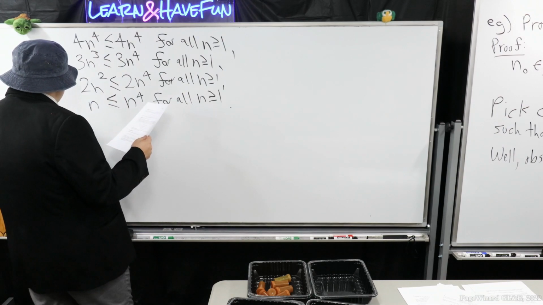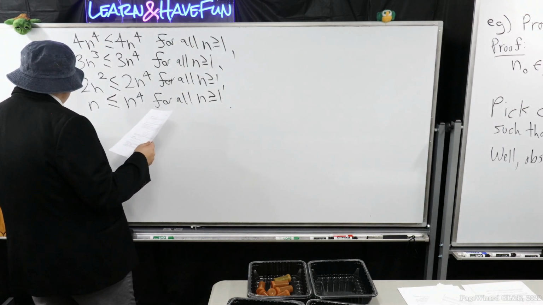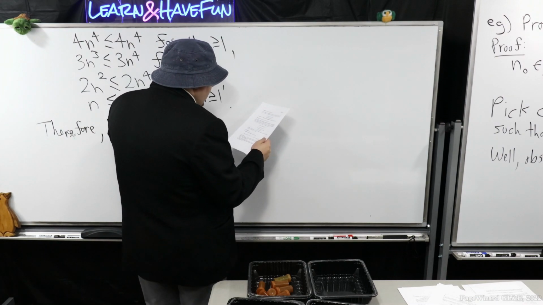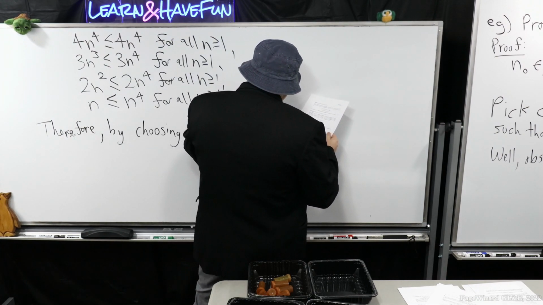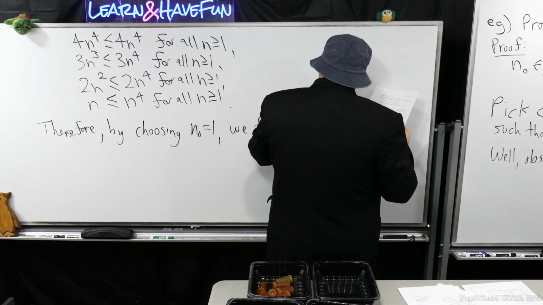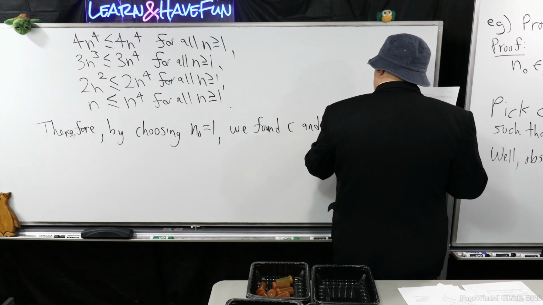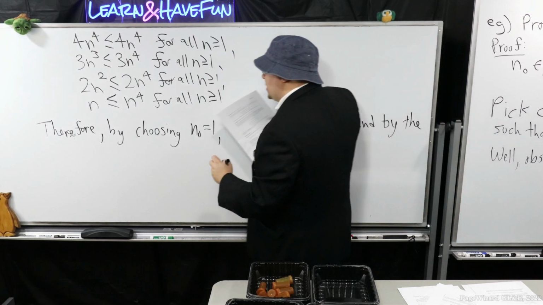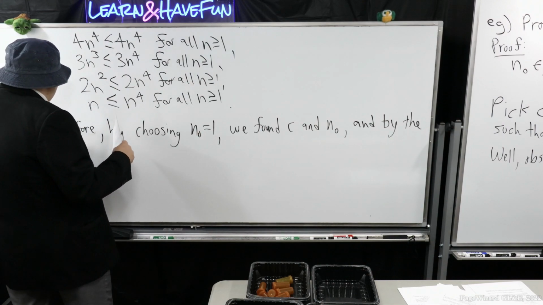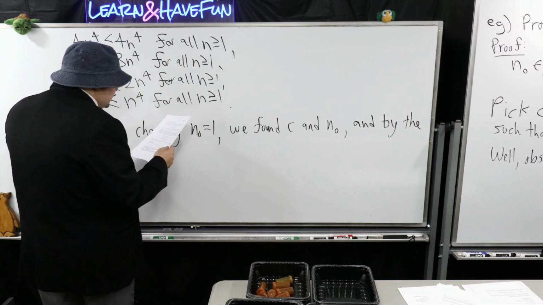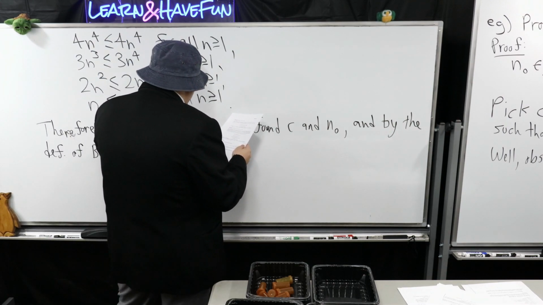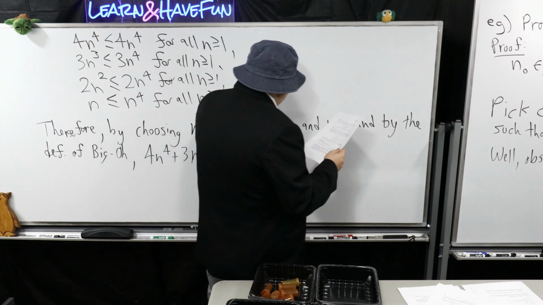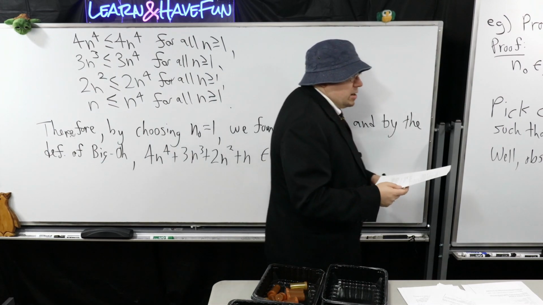Therefore, by choosing n0 equal to 1, we found C and n0, and by the definition of big O, 4n to the power 4 plus 3n cubed plus 2n squared plus n is in fact big O of n to the power 4. So that's the lookalike approach in a nutshell.